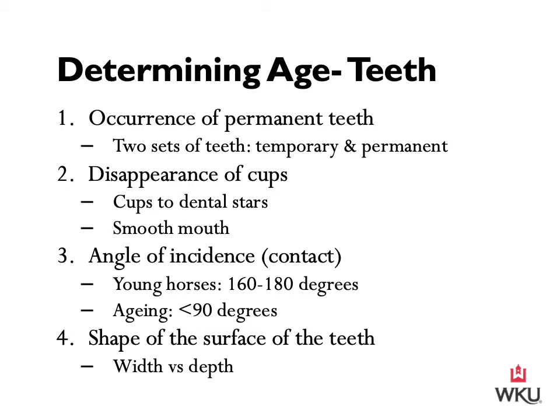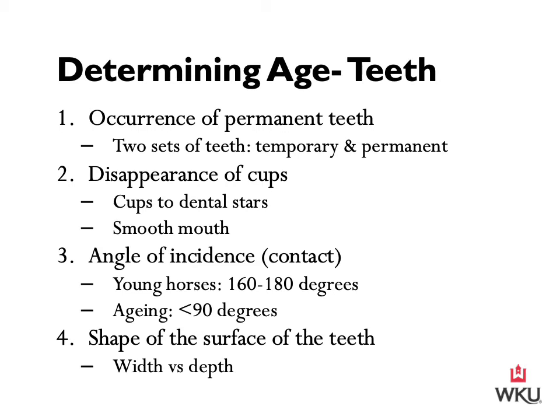Next we have the disappearance of cups. So in the center of the tooth's surface, young permanent teeth are going to have deep indentures referred to as cups. Cups are commonly used as reference points in determining age. Those in the upper teeth are deeper than the ones below, so they do not wear evenly with the surface or become smooth at the same rate.